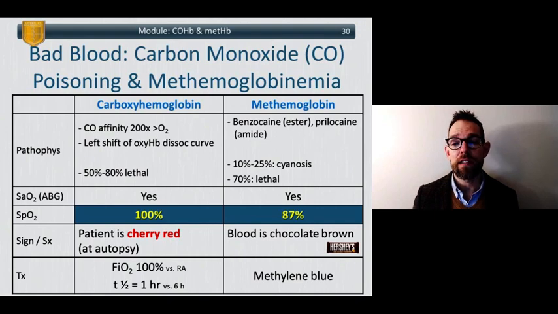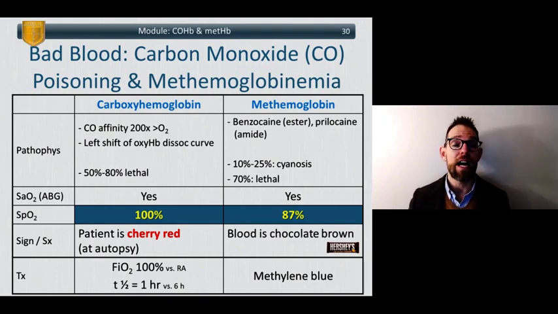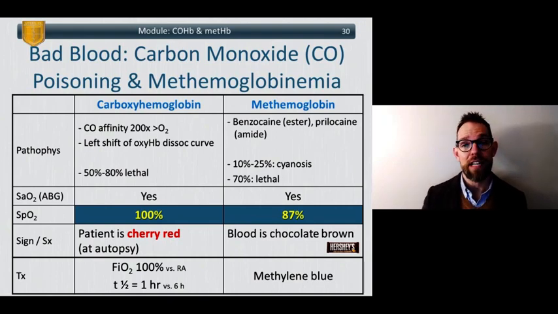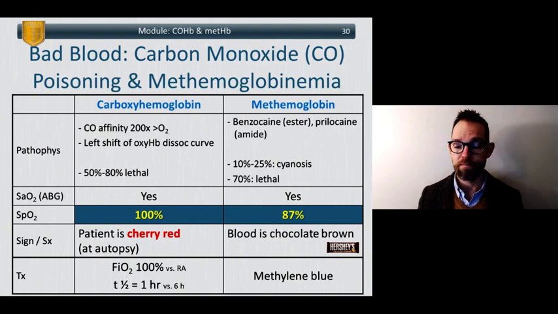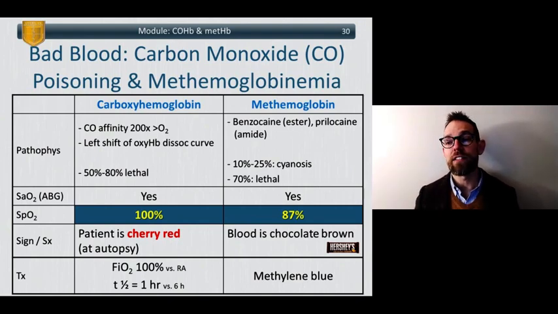Our ABG saturation there, does it appear normal? Yes, it does. Pulse oximetry here actually presents as 87%. When you draw an ABG on this patient, the blood appears chocolate brown. They describe it as being thick, viscous, and chocolate brown. The therapy for methemoglobinemia is methylene blue. You definitely need to memorize this chart.